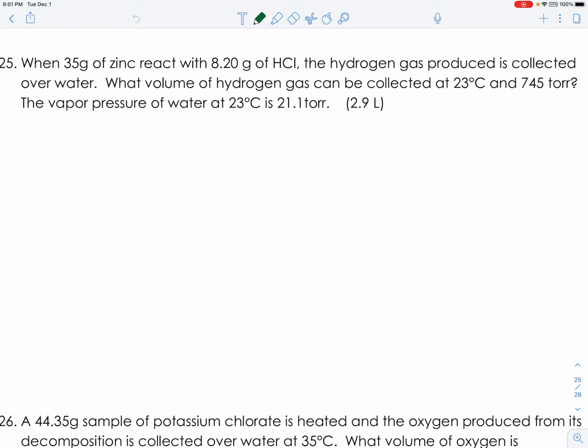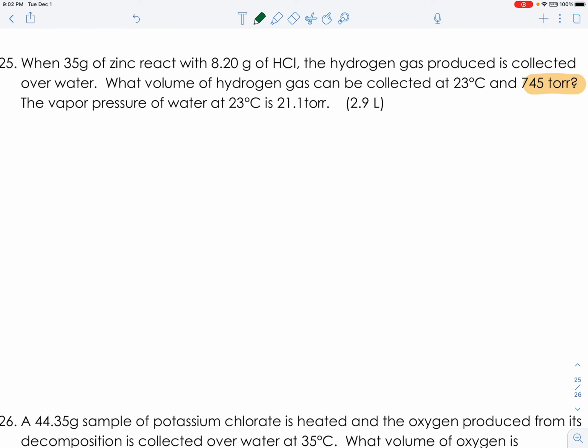What volume of hydrogen gas could be collected at this temperature and this pressure? So this is looking right there like an ideal gas law question. Volume, temperature, pressure, and that's an ideal gas law question. But that pressure, 745 torr, that's not the pressure of our gas. That would be the total pressure, the pressure in the room. And then at the end, it gives us the vapor pressure of water at that same temperature. So let's jump in and see what we can do.